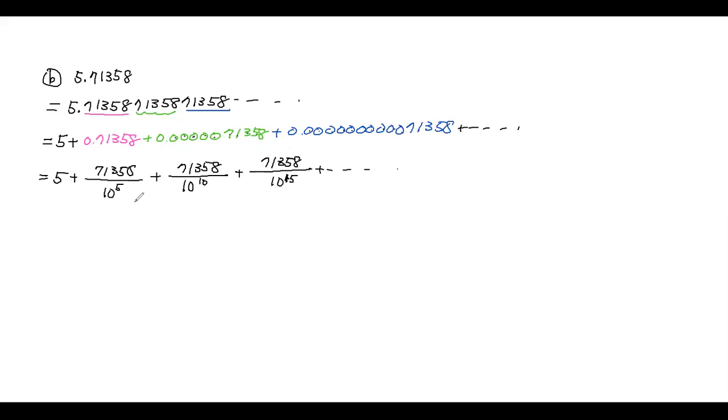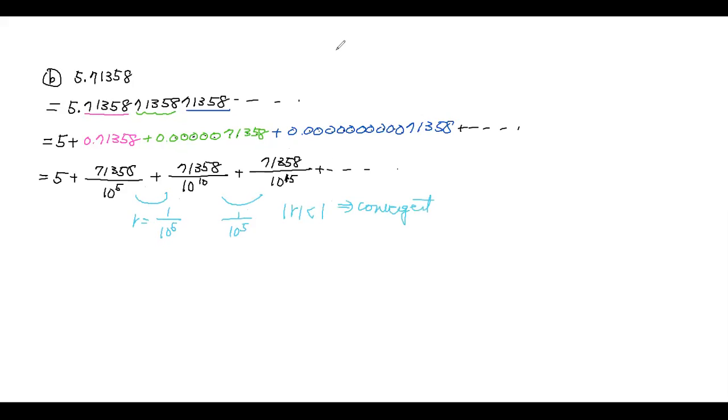It's the same idea. So what is my ratio r right now? It's 10 to the what? The 5th power, right? So it's 1 over 10 to the 5th power. So the absolute value of r is less than 1, so this series is convergent, right?